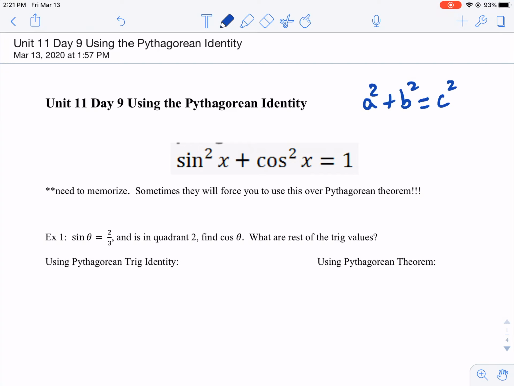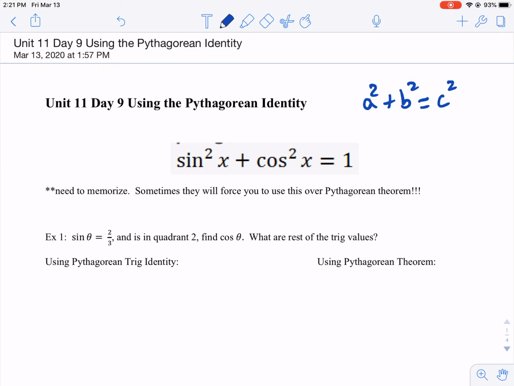You also know that trig comes from a right triangle, so it has its own Pythagorean identity that involves the trig functions. And that main identity is sine squared of the angle plus cosine squared of the angle equals 1. And this is something you are going to need to memorize. It will not show up on your reference sheet. Probably will show up at least once on your Regents exam.